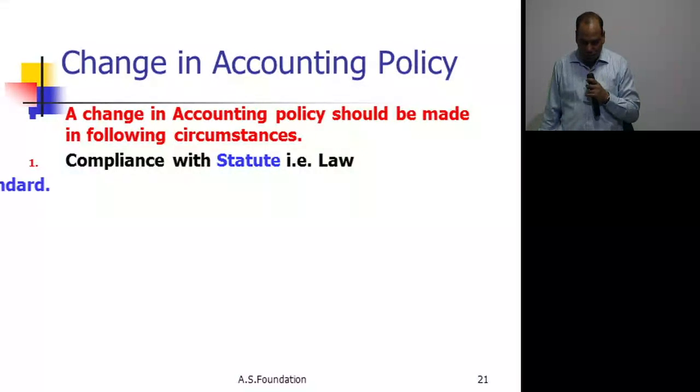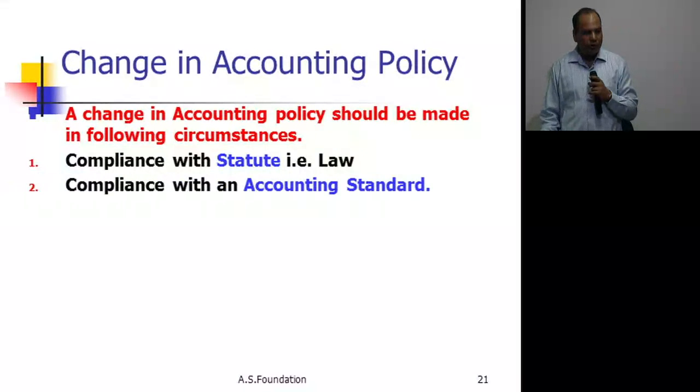It is allowed to comply with either a new accounting standard or a change in existing accounting standard. Like for example, long back, 15 years back, LIFO method was allowed to be used for valuation of inventory. But then accounting standard 2 was revised. LIFO is no longer a permissible method of inventory valuation. So those companies which were following LIFO will have to change their accounting policy and follow FIFO or weighted average method. Is it right?